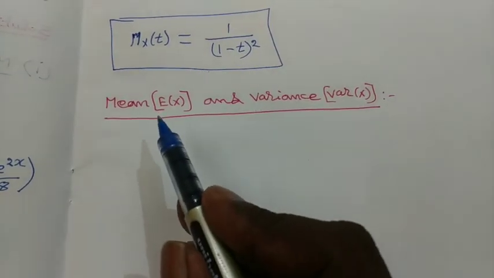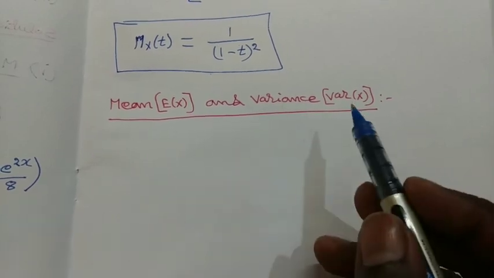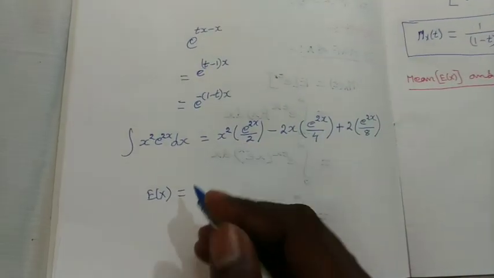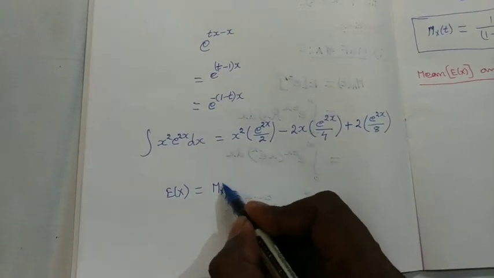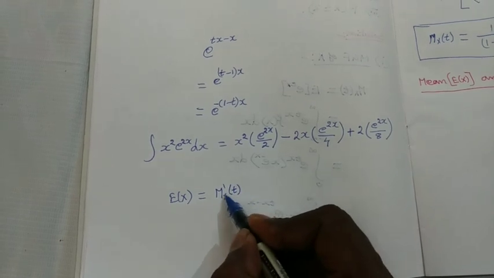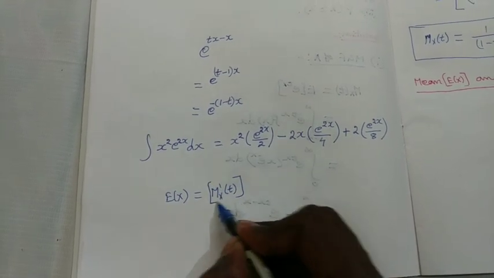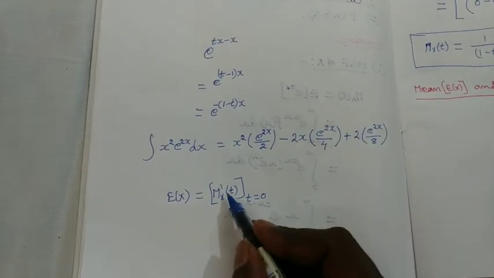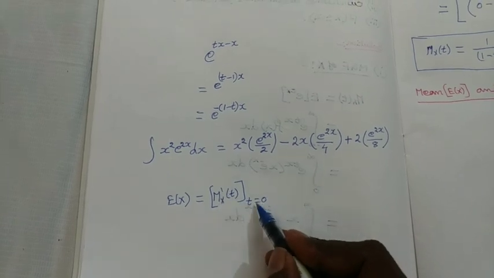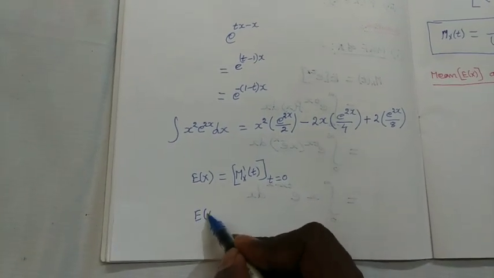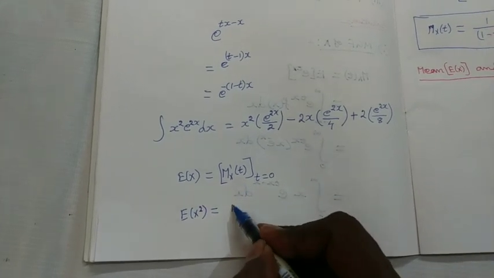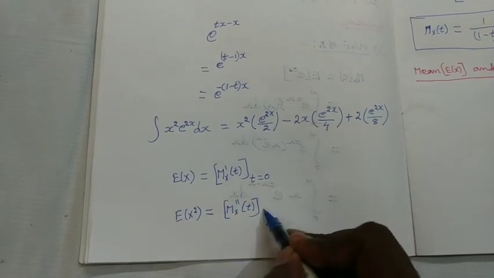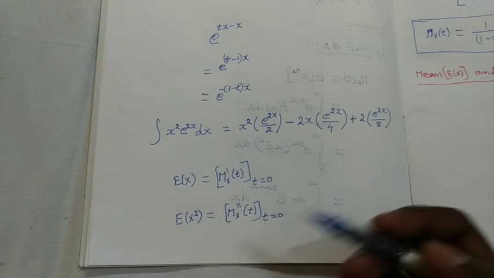Next I am going to find the mean and variance, that is E of x and variance of x. To find them from the moment generating function, the formula is: E of x is the first derivative of the moment generating function with respect to t, where you put t equal to 0. For E of x square, differentiate twice, M_X double dash of t, and there you put t equal to 0. Then by using this we can find the variance.